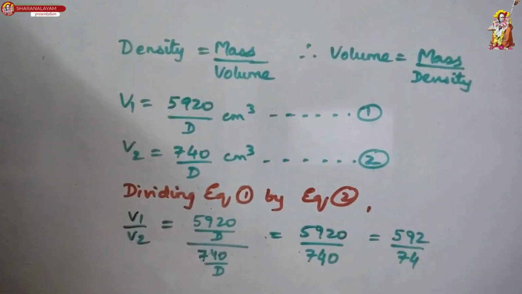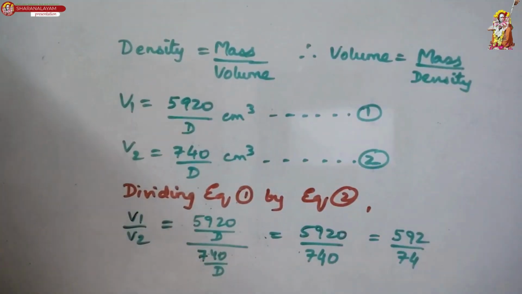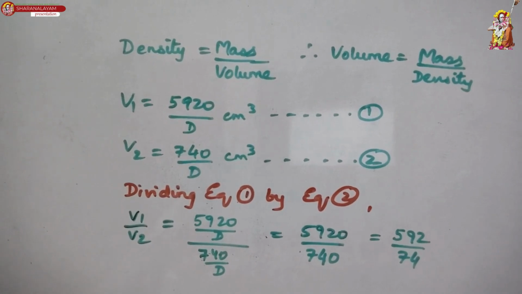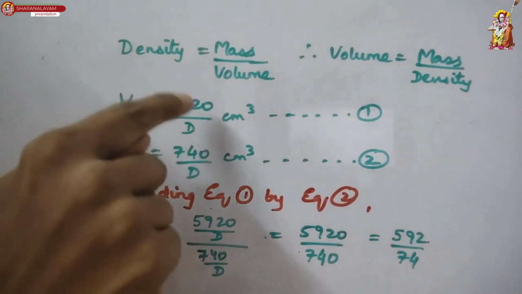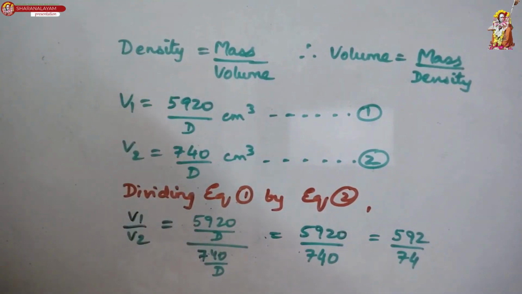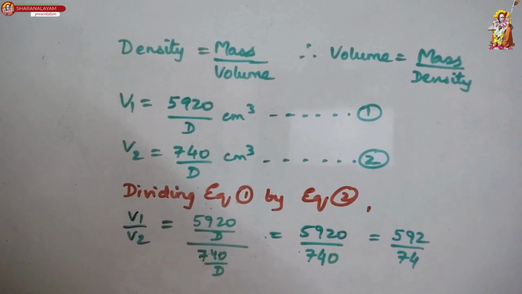So density equals mass upon volume. Therefore, volume equals mass upon density. They have stated that the two spheres are made of the same metal. Same metal means same density. So, if D is the density, then if V1 is the volume of the larger sphere, we have V1 equals mass upon density. That is 5,920 upon D, and V2, volume of the smaller sphere, is 740 upon D.